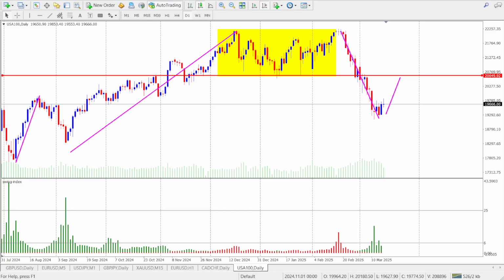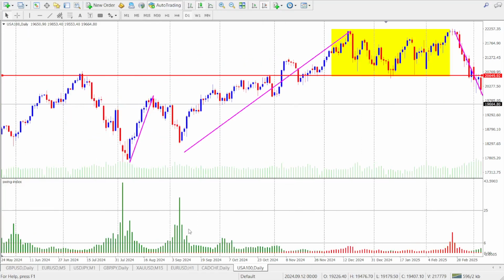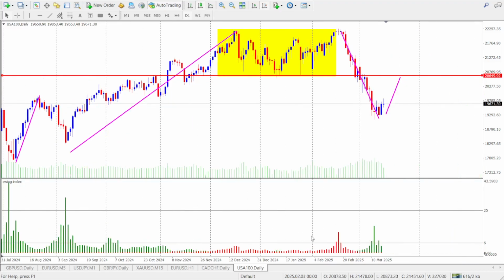Now let us go over how to use the swing index indicator in a few different ways for your trading strategy. One of the ways is for confirming trend direction. Before entering a trade, you can just check the color and the size of the bars. If you are looking for a long position, just wait for multiple green bars with increasing height to confirm momentum. Then for shorts, look for multiple red bars indicating downward pressure.